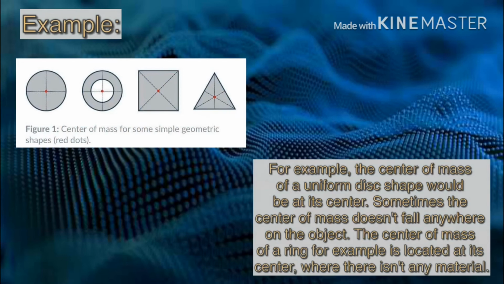For example, in figure 1, center of mass for some simple geometric shapes, the red dots, the center of mass of a uniform disc shape would be at its center. Sometimes the center of mass doesn't fall anywhere on the object. The center of mass of a ring, for example, is located at its center, where there isn't any material.